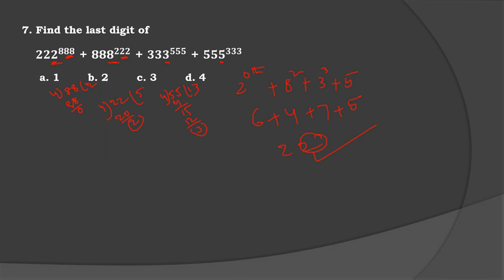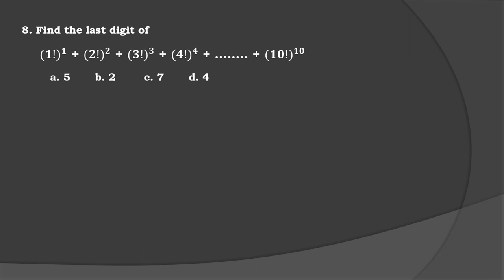Clear all of you? Right. Now all of you look at this, then some more important. So 1 factorial power 1, plus 2 factorial power 2, plus 3 factorial power 3, plus 4 factorial power 4 and so on, up to 10 factorial power 10. What is the unit digit of this entire expression?